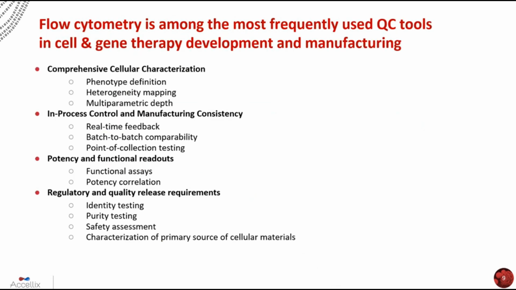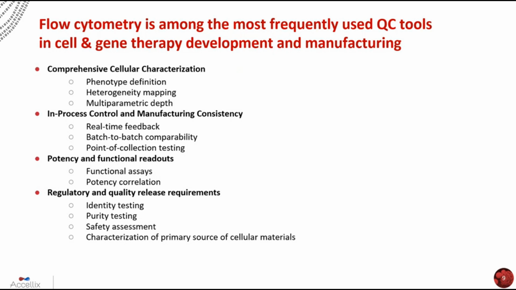Flow cytometry is among the most frequently used quality control tools in cell and gene therapy development and manufacturing, because it provides comprehensive cellular characterization in terms of phenotype definition, heterogeneity mapping, and multiparametric analysis, but also to run in-process controls and manufacturing consistency, providing real-time feedback in some cases, like what we are trying to do with the Accelix platform, but also to perform comparability from batch to batch.